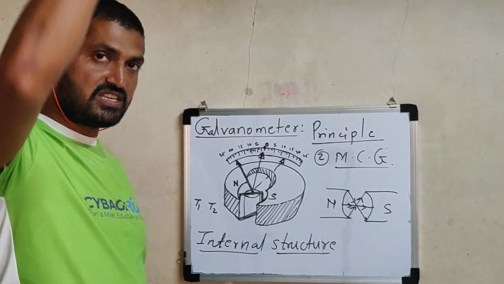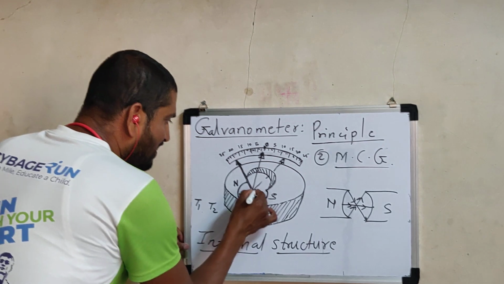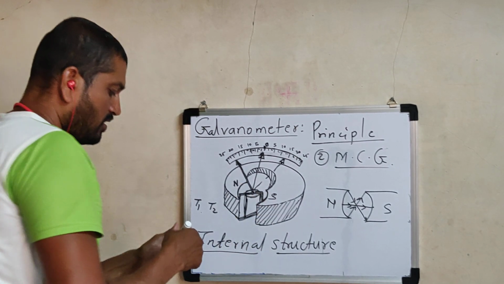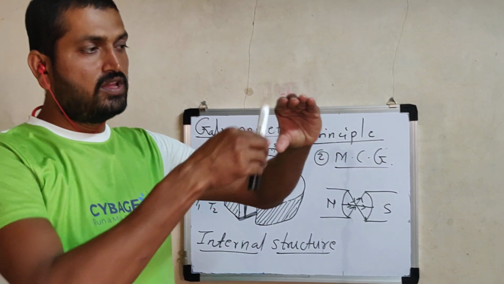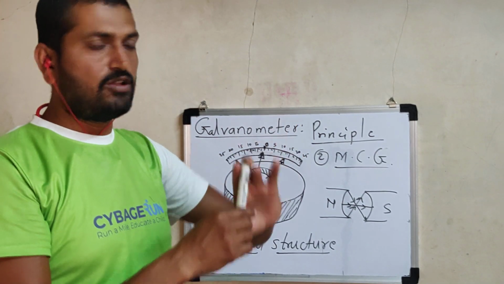The rectangular coil is freely suspended in between two pole pieces of a horseshoe magnet. Exactly at the center, this is an iron cylinder. This cylinder plays two roles. Actually that rectangular coil is hollow, so the cylinder gives support for that rectangular coil.